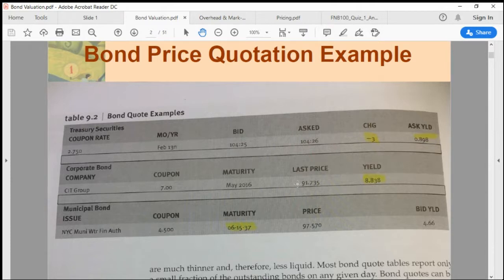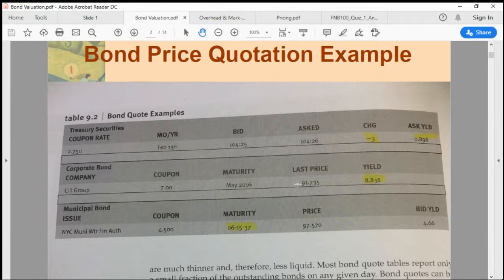But anyway, don't you find it a little bit curious how the price is that low? If that is the price, that means the price is $91.73, right? But now think about it.